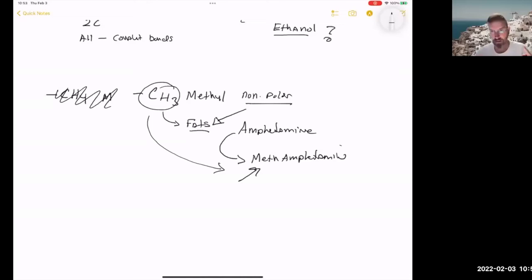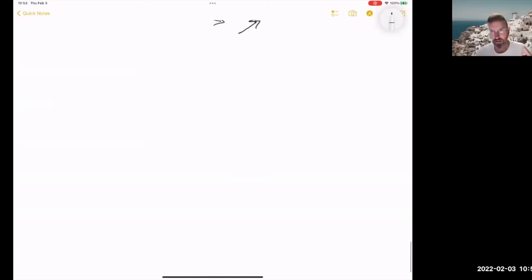All right. Another common functional group, as I mentioned before, is something called a carboxyl group.